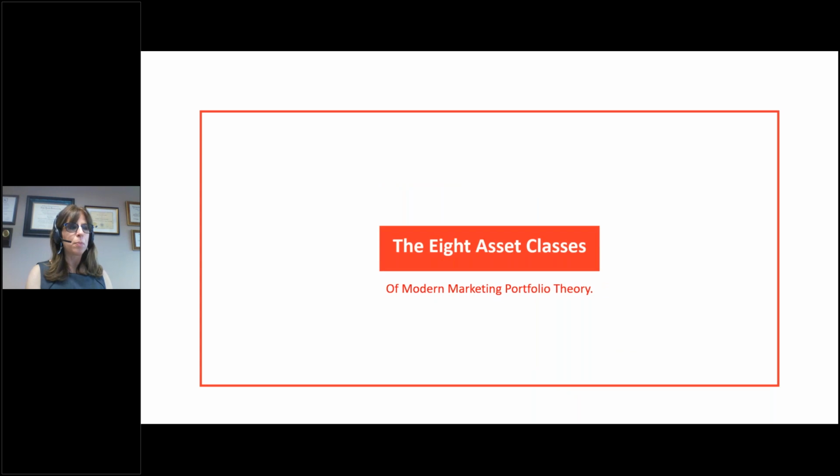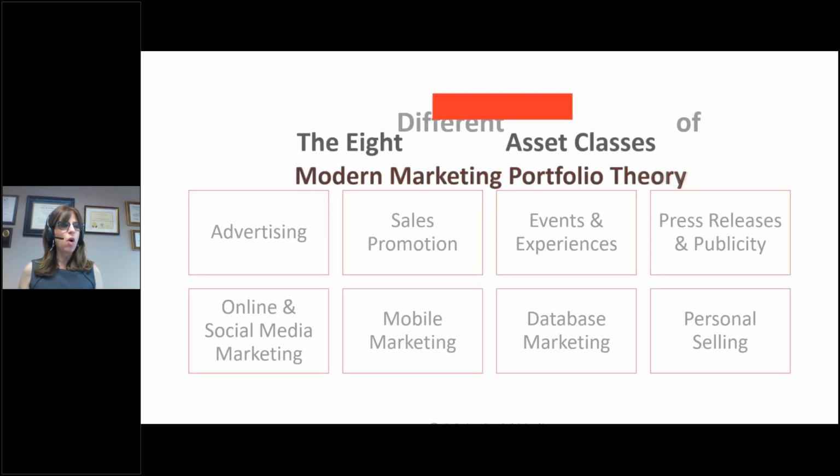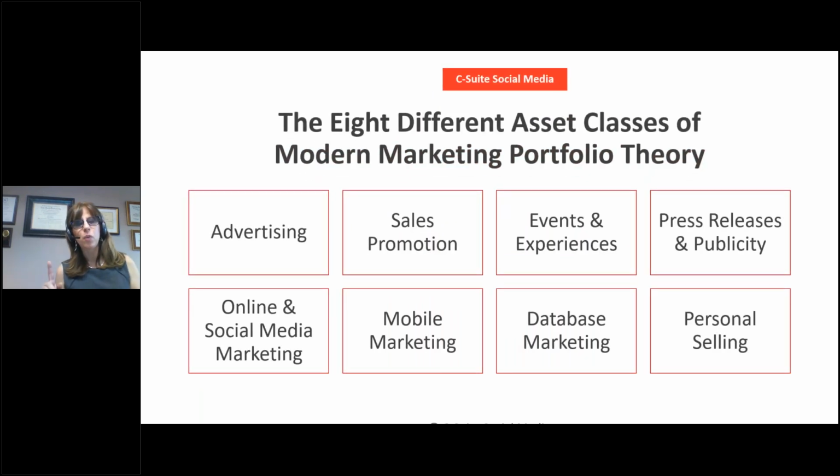So here it is, drum roll please, the 8 asset classes of modern marketing portfolio theory. I'm going to give them to you all together. We've got number one, advertising. Advertising consists of print ads and brochures and things that you're already producing. Sales promotion. I have a lot of clients right now doing trade shows. As a matter of fact, I just had a client hire CSuite Social Media to do a brand takeover of their social channels during a conference. So sales promotion, very, very heavy.